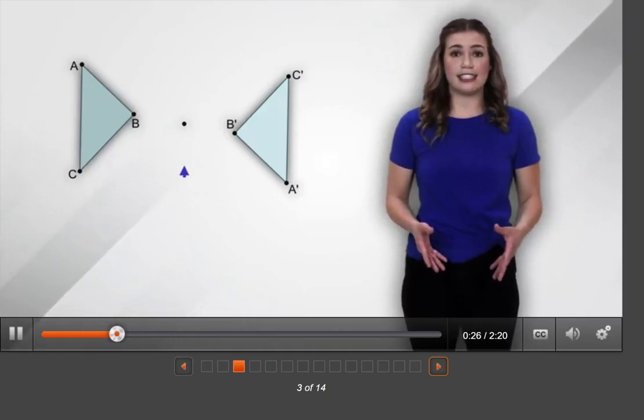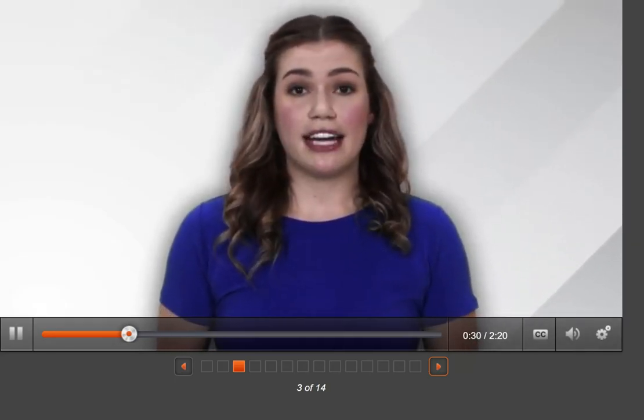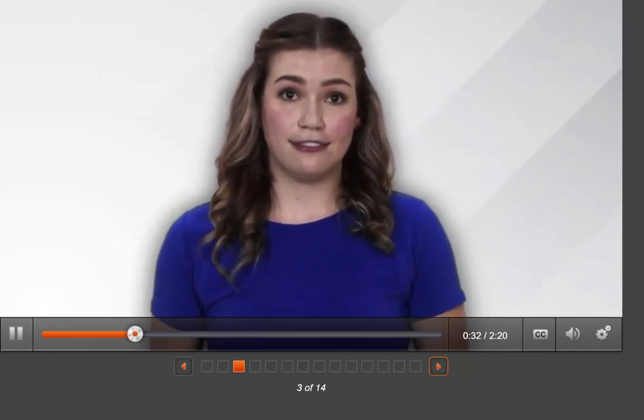In this example, the center is this point. The center of rotation can be anywhere. It can be anywhere inside, on, or outside the figure.